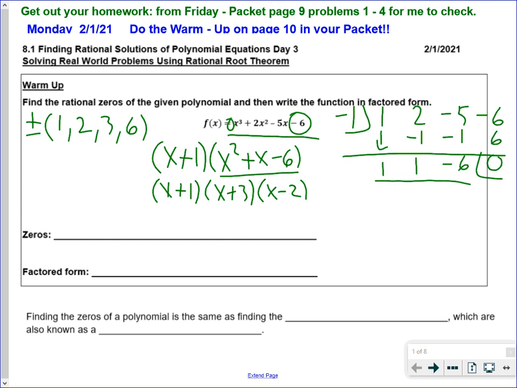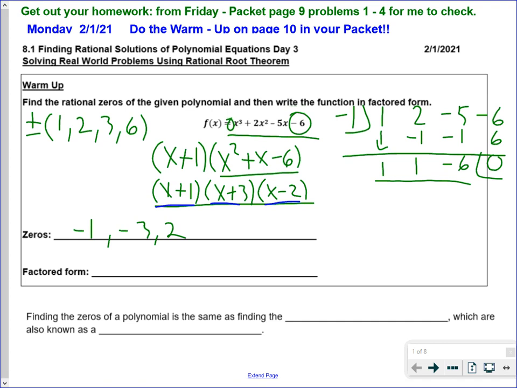And you can use the box method or whatever other method you like, as long as you get the right factor form. It's okay, but that's what you get when you factor it out. So our zeros are going to be -1, -3, and +2. To find the zeros, you set each factor to 0 and solve for x. So x plus 1, you set that equal to 0, you get -1.